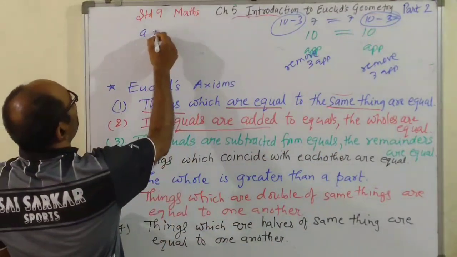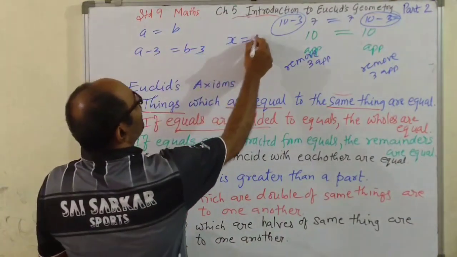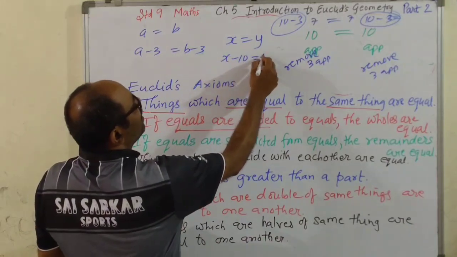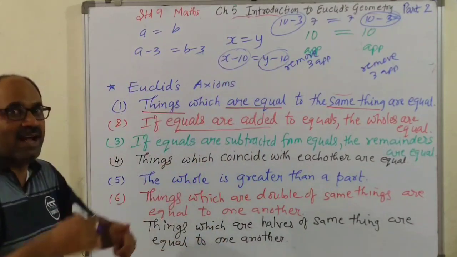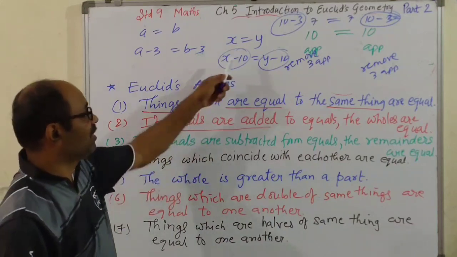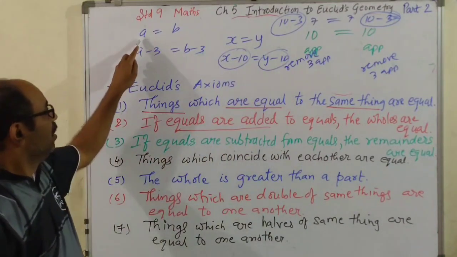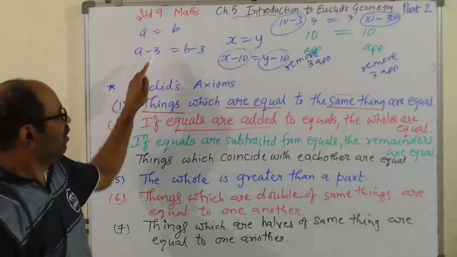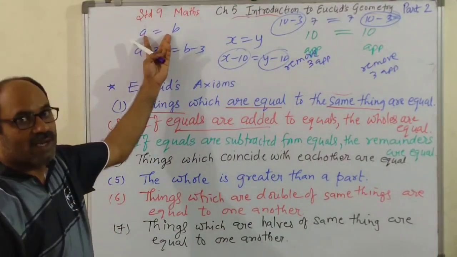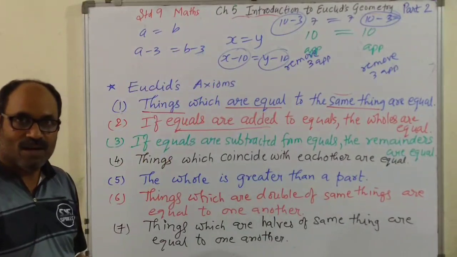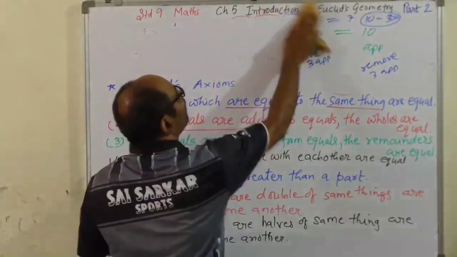That is the statement. If A is equal to B, then A minus 3 is equal to B minus 3. If X is equal to Y, then X minus 10 is equal to Y minus 10. Subtract karne ke baad remainder milta hai, add karne ke baad whole milta hai, total milta hai. So third, if equals are subtracted, 10, 10, from the equals X equal to Y, then the remainders are also equal. Equals are A and B, and what is subtracted? 3, 3. So equals are subtracted from the two equals, then the remainders are also equal. I hope you understood that. Fine. So that was postulate number 3.